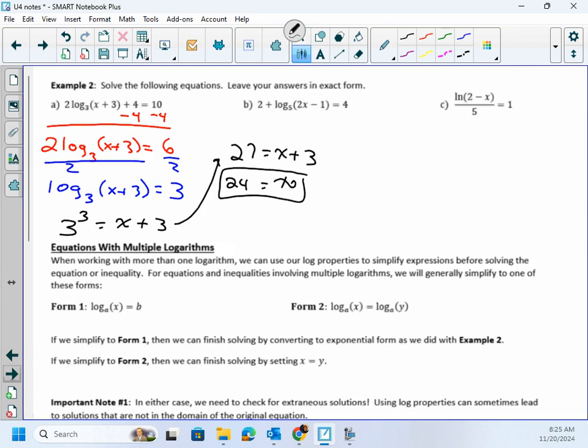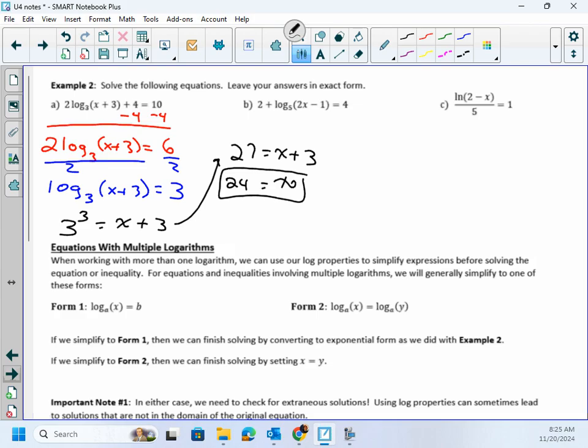What I can't have is a negative inside a log. So when I put back in 24, I just have to make sure that it's not going to be a negative number. 24 plus 3 is not a negative number, so I'm good to go. If you do get a negative number, that means that it is not a valid answer.